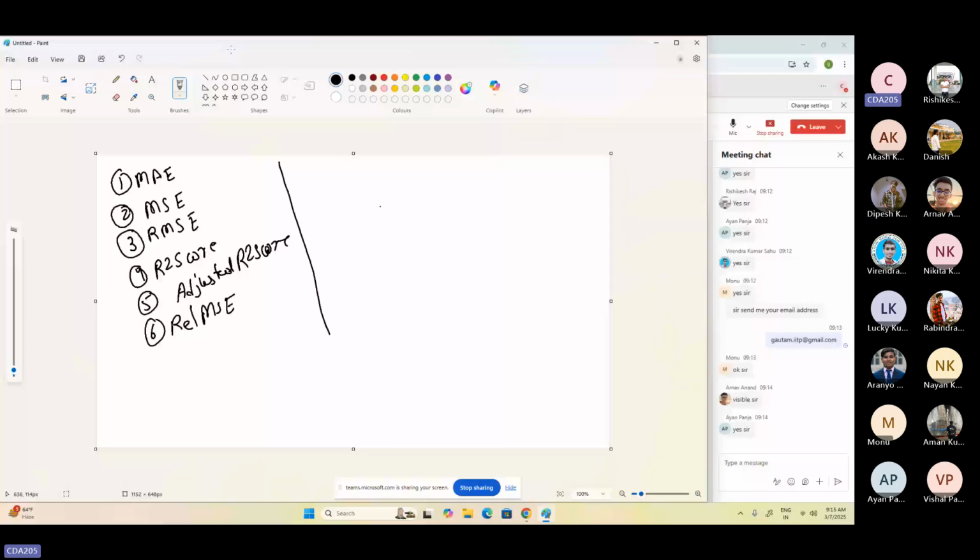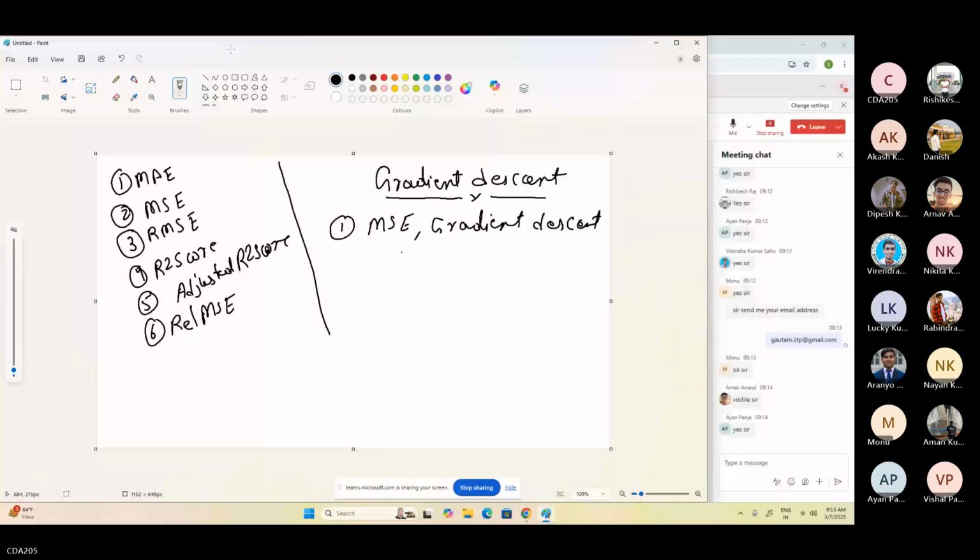Now in today's class, we are going to see the mathematics of gradient descent, how it is needed and why it is needed. In machine learning, these terms are very important: MSE, gradient descent, learning rate, and cost function. We can see how the learning rate affects the result. So today's class, we are focusing on the gradient descent part.